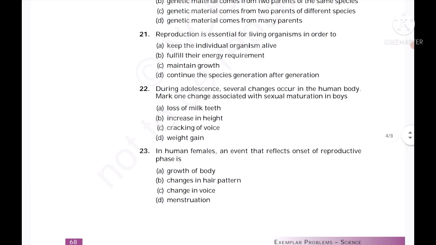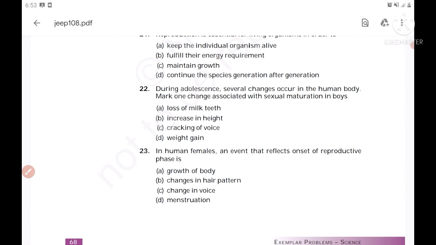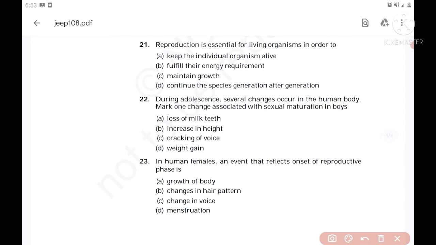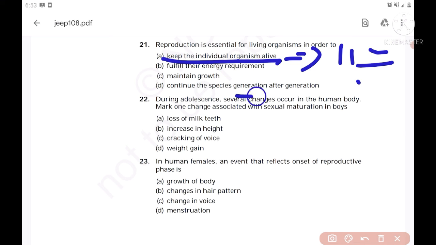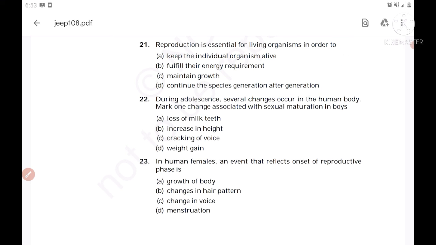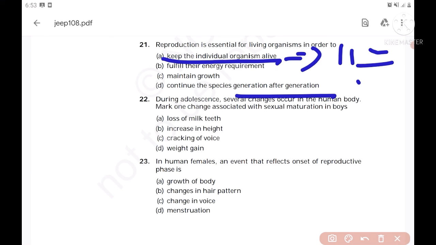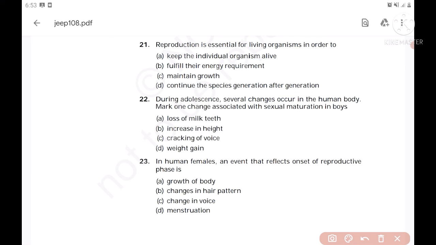21. Reproduction is essential for living organisms. In order to keep the individual organism alive, the other life processes are needed, like nutrition, excretion, and so on. Next, fulfill the energy requirement, no. Maintain the growth, no. Continue the species generation after generation. So we'll just talk about the D option: continue the species generation after generation.